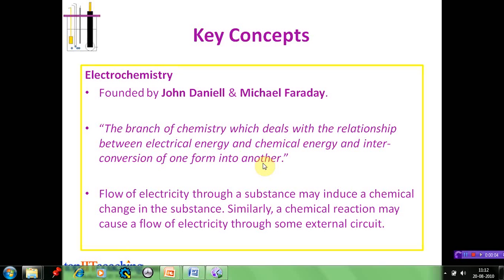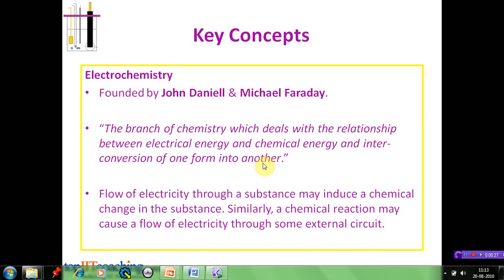Let's start with electrochemistry itself. English scientists John Daniell and Michael Faraday are credited as the founders of this branch of chemistry. We can define electrochemistry as that branch of chemistry which deals with the relationship between electrical energy and chemical energy and the interconversion of one form into another form.